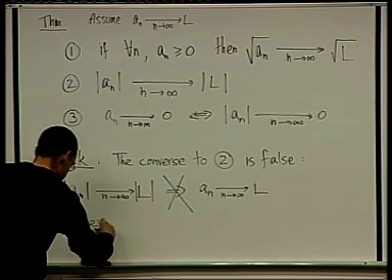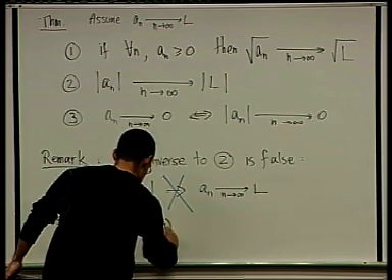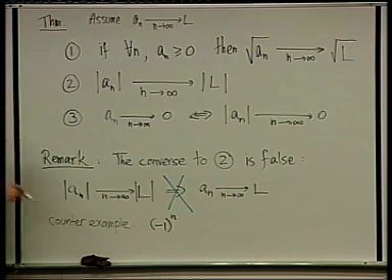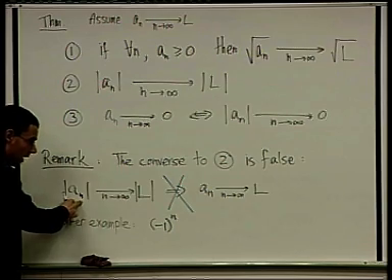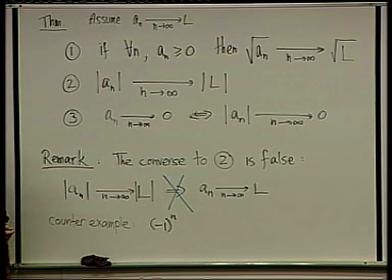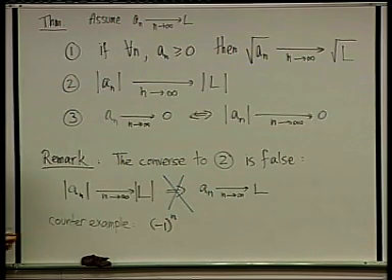Negative 1 to the n, negative 1, 1, negative 1, 1, negative 1, 1, etc., does not have a limit, right? But if you put it in absolute value, what do you get? What is the absolute value of this sequence? It's the constant sequence 1. It has a limit, 1. But without the absolute value, it doesn't have a limit. Do you agree that this is a counterexample? Everybody? Okay, good.